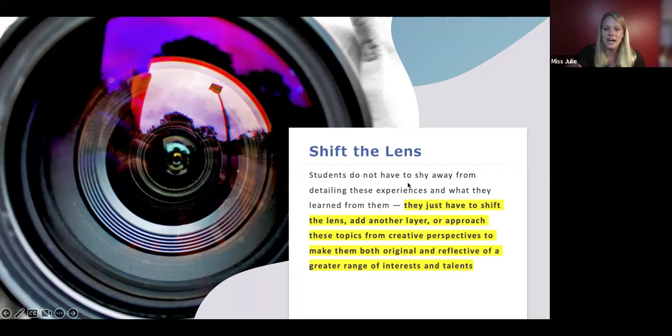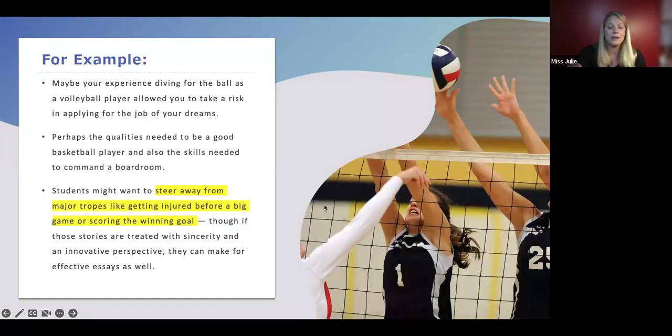Students do not have to shy away from detailing these experiences and what they learn from them. They just have to shift the lens, add another layer or approach to these topics from creative perspectives to make them both original and reflective of a greater range of interests and talents. So, for example, maybe your experience diving for a ball as a volleyball player allowed you to take a risk in applying for the job of your dreams. Perhaps the qualities needed to be a good basketball player were also skills that you needed to command a boardroom, right?